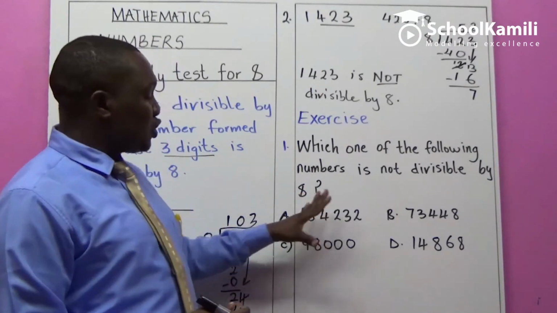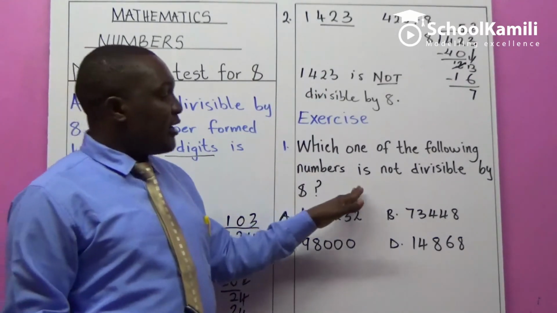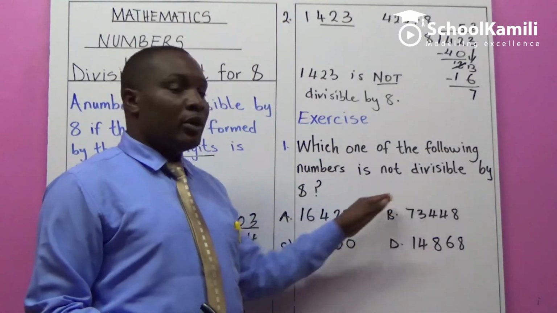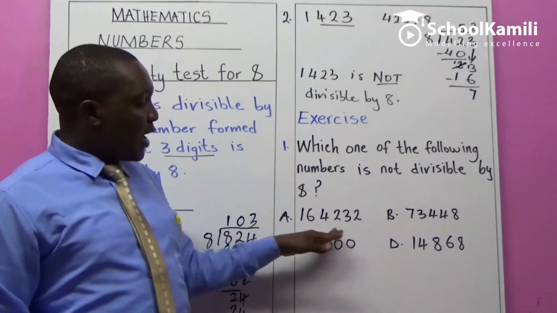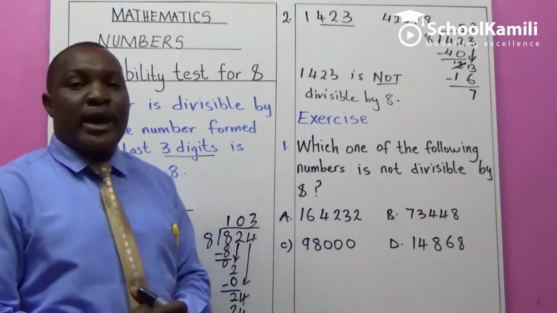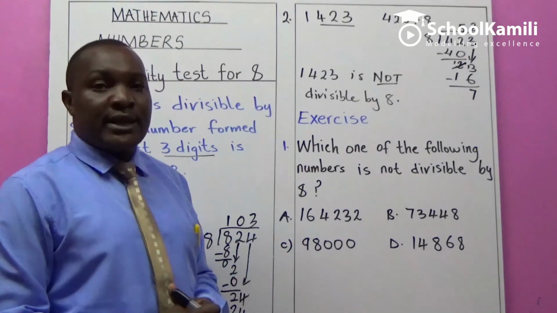So I want you to use the same procedure we have used in our examples to find out the number in this list that is not divisible by 8. Work out these ones, then find out which one is not divisible by 8. And I'm very much sure you will get the correct answer.